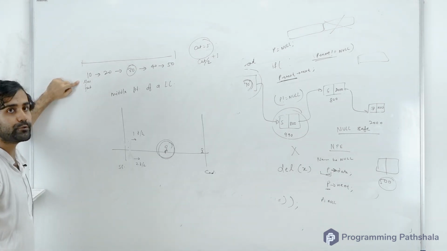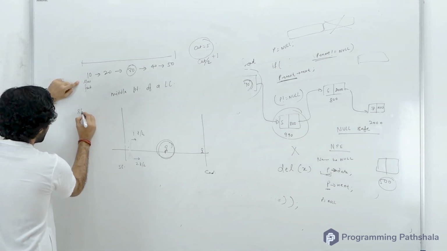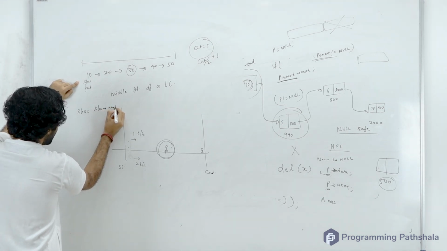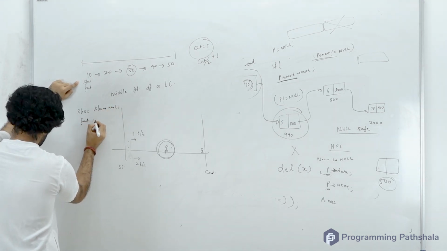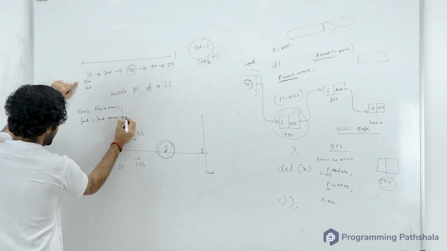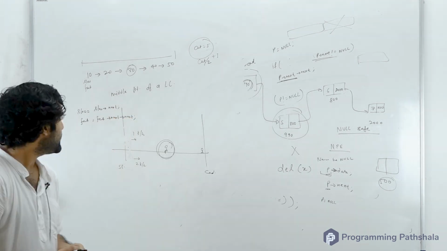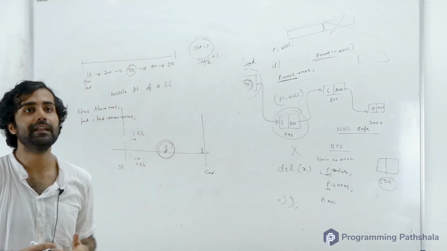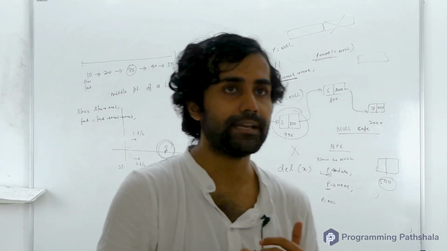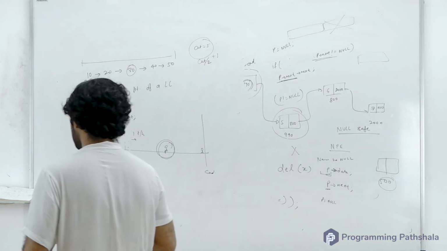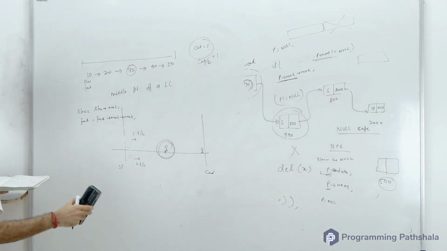How is slow going to change? Slow is going to change in this manner: slow equals slow next. And for fast, it is going to be fast equals fast next next. And by the time fast reaches the end, wherever slow will be, that would be the center of the linked list. So this is a very, very well known problem, and all of us should know how to easily solve this.